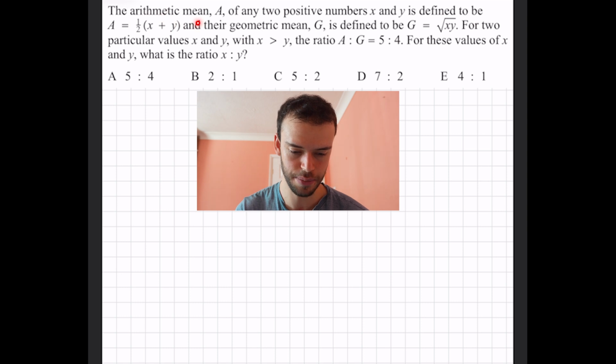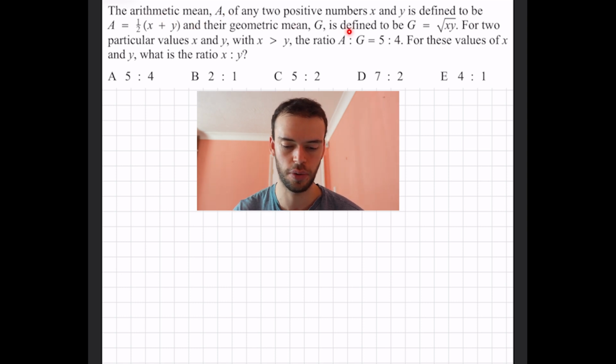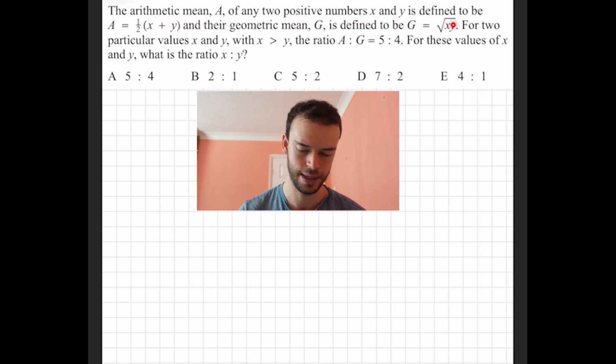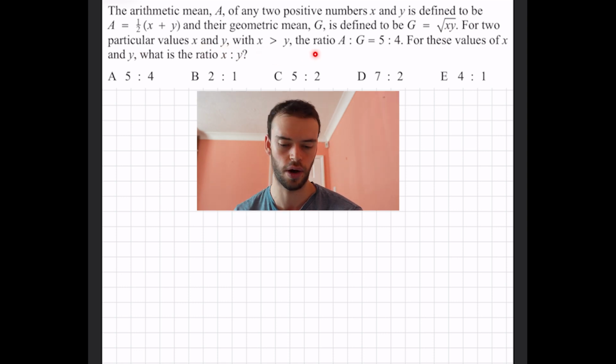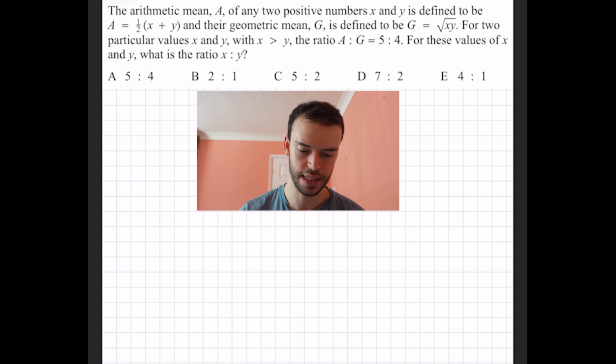So the arithmetic mean A of any two positive numbers x and y is defined to be this, and their geometric mean, g, is defined to be this. For two particular values x and y, where x is greater than y, the ratio of the arithmetic mean to the geometric mean is 5:4. For these values of x and y, what is the ratio of x to y?